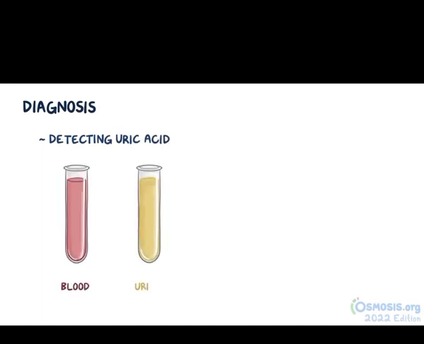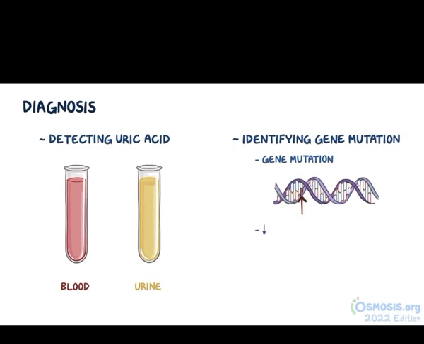The diagnosis usually begins with detecting increased uric acid levels in the blood and urine, and is confirmed by identifying a gene mutation and a decrease in the activity of the enzyme HGPRT.